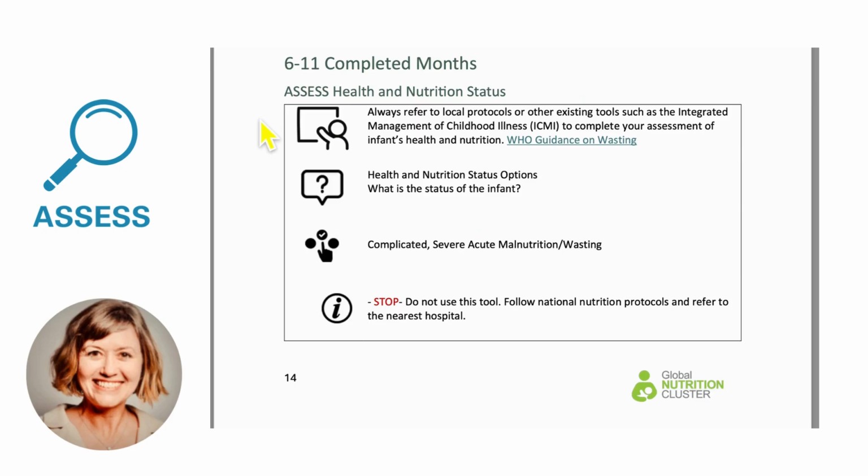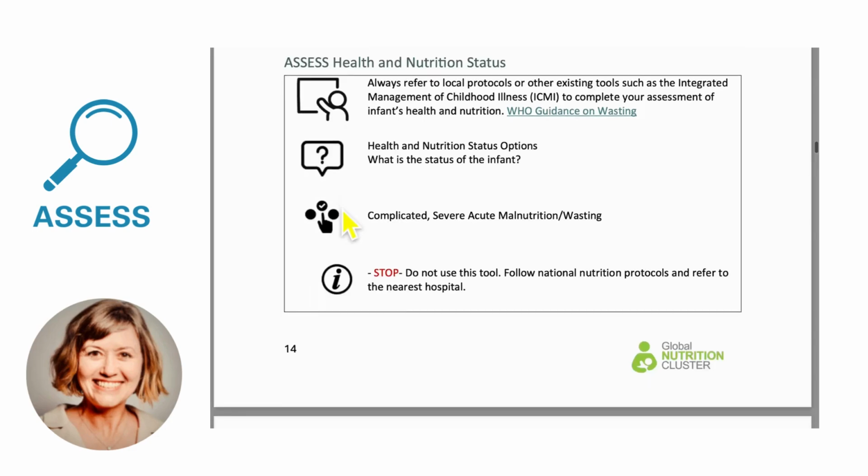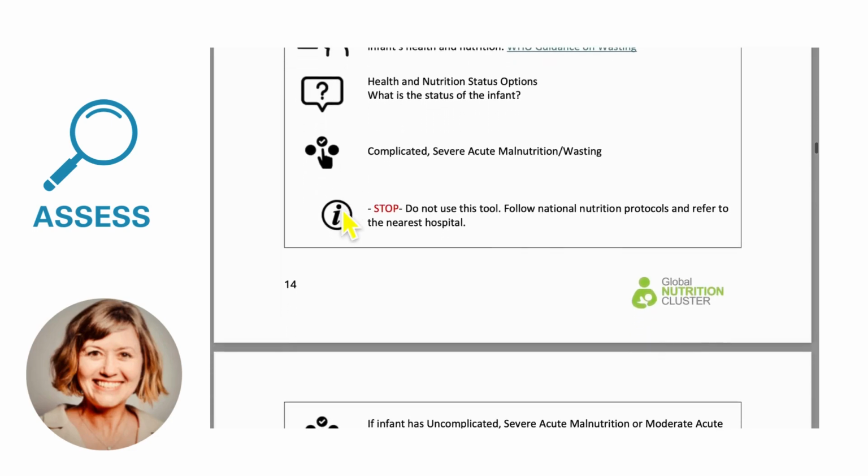So during your assessment of health and nutrition status, you're going to always refer to your local protocols and use the existing tools. This decision tool is meant to supplement what is already in use. It's not meant to take the place of something else. So we're going to follow the local protocols and then answer the question, what is the status of the infant? Depending on the answer, you'll make the decision about what to do next.